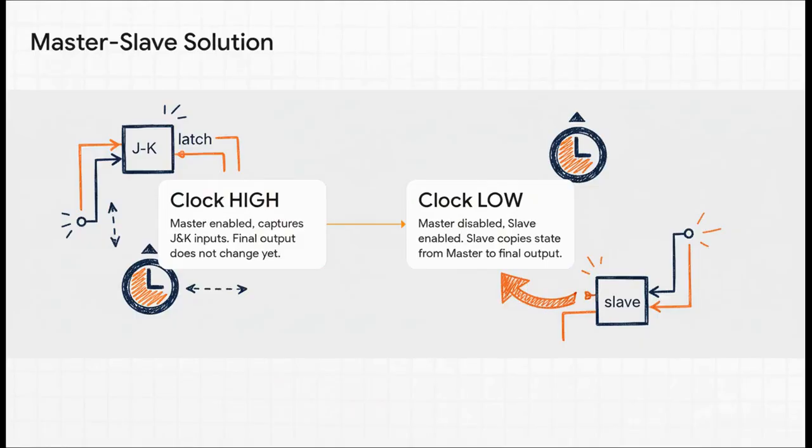The solution to this was just pure elegance. It's called the master-slave configuration. You use two flip-flops working together. Think of it like an airlock. When the clock goes high, the first door, the master, opens and figures out what the new state should be. Then, when the clock goes low, that first door closes and the second door, the slave, opens, passing that new state to the final output. This makes sure the output only changes once, and only once per clock cycle. Problem solved. So how does this master-slave setup stop that race-around condition?